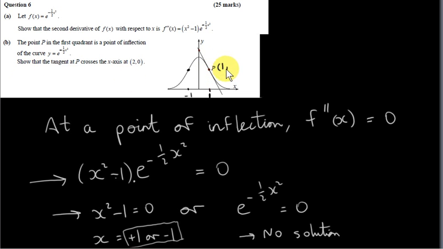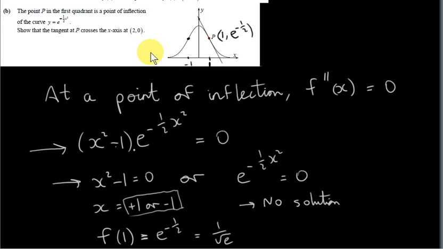So now we can go and get the y value of it. P is on the curve. It's on f of x equals e to the minus a half x squared. So we just need to get f of 1. So we just plug 1 into this and we get e to the power minus a half, which you can, if you like, write as 1 over e to the plus a half, which is 1 over the square root of e. So we found the coordinates of the point P.